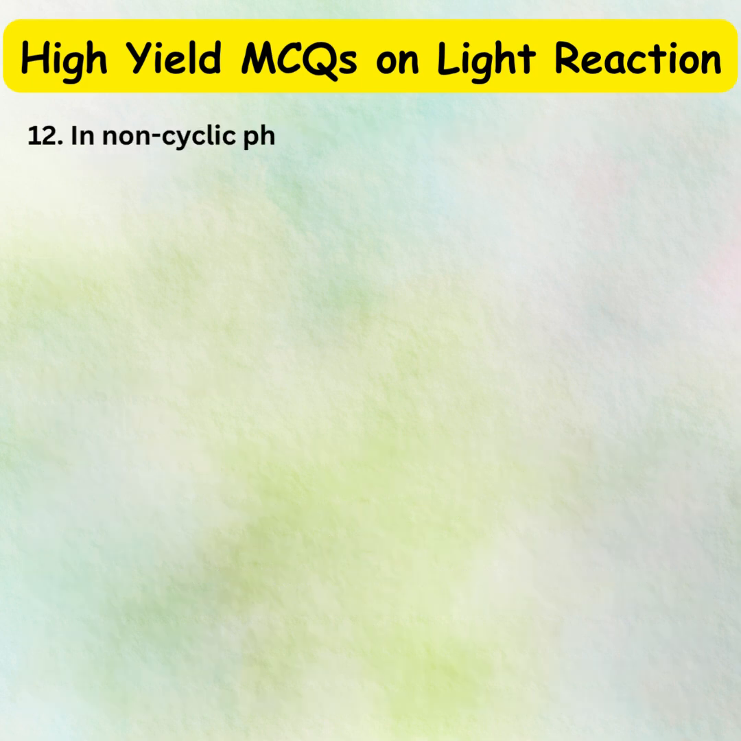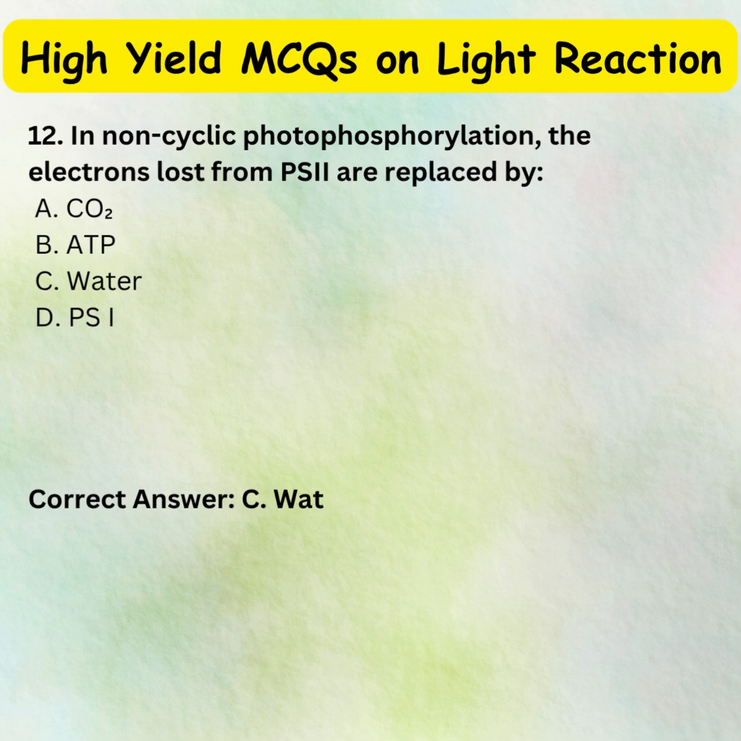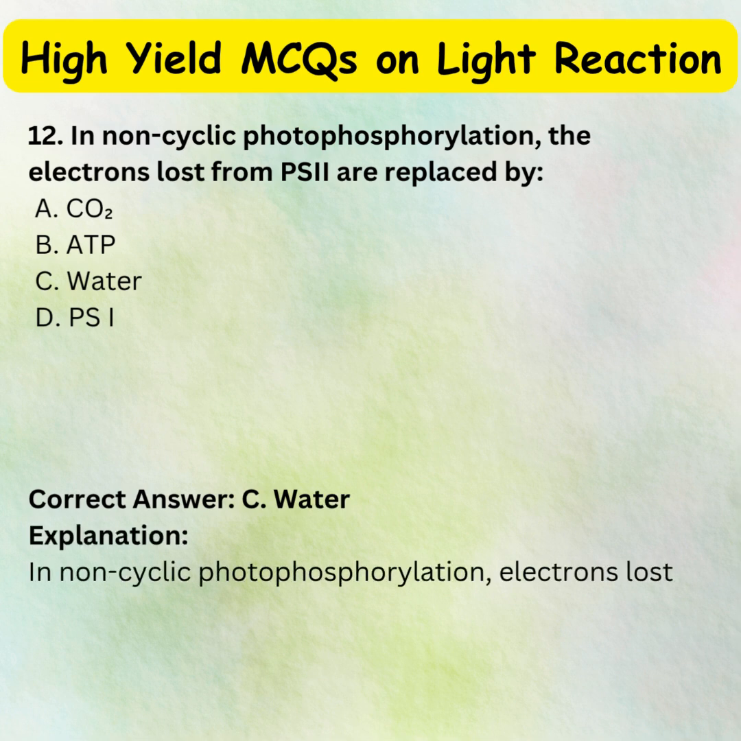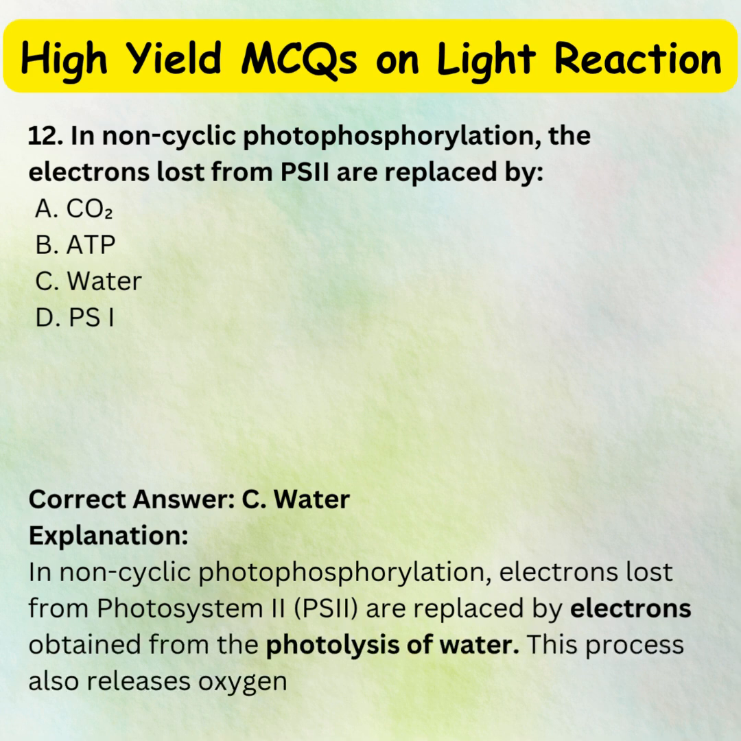Question 12. In non-cyclic photophosphorylation, the electrons lost from PS2 are replaced by A. CO2, B. ATP, C. Water, D. PS1. Correct answer is option C, water. In non-cyclic photophosphorylation, electrons lost from photosystem 2 are replaced by electrons obtained from the photolysis of water. This process also releases oxygen and protons.